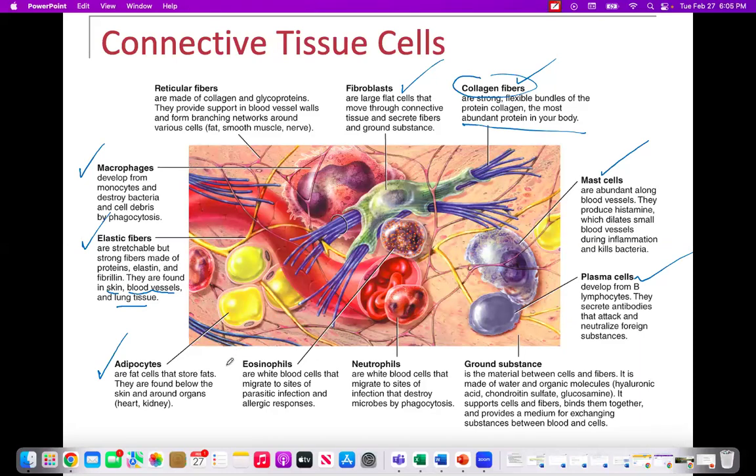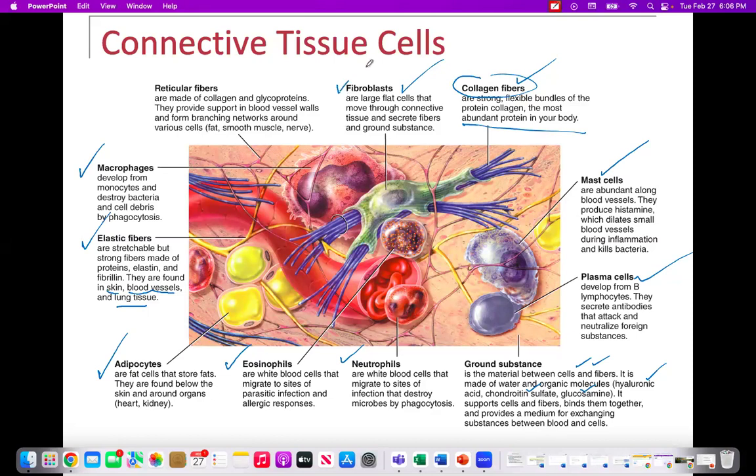You can see we've got some white blood cells like eosinophils and neutrophils. We'll talk about these specifically when I get into blood and I break down the different types of white blood cells. And then you can see our ground substance, which is really the material between the cells and the fibers. It's made of water, organic molecules like hyaluronic acid, chondroitin sulfate, glucosamine, and it supports the cells and the fibers. It binds them together and provides a medium for exchanging substances between blood and the cells.